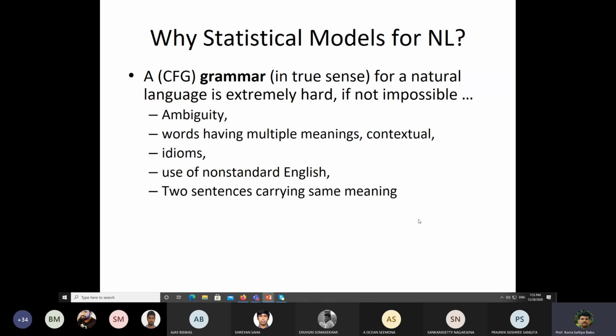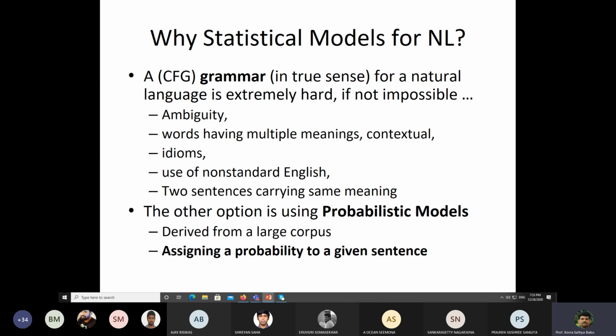Ambiguities such as words having multiple meanings, idioms, use of non-standard English, and two sentences carrying the same meaning. Another way is using the probabilistic model, which we derive from the corpus. As I said, in conventional natural language processing we use either the Penn Treebank corpus or the Brown University corpus, the Brown corpus. So how do we assign probability? Why assign probability to a sentence?